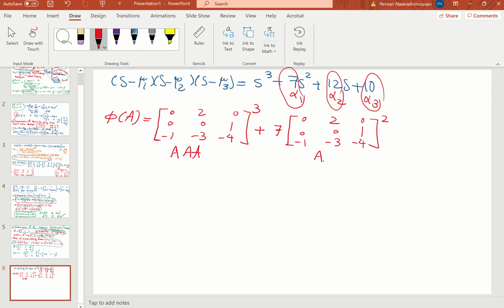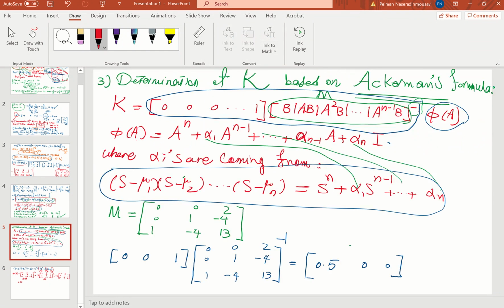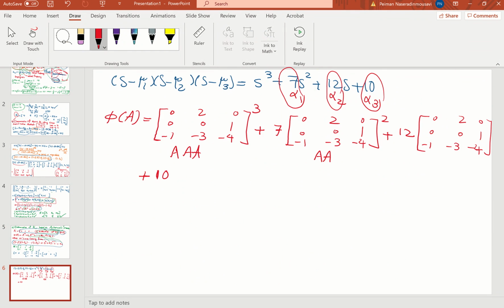Again, you have to calculate A multiplied by A. Plus alpha 2, which is 12, times A to the power of 1, so 0, 2, 0, 0, 0, 1, minus 1, minus 3, and minus 4. Plus alpha 3 times I, which is 10I, the identity matrix. Here we go.